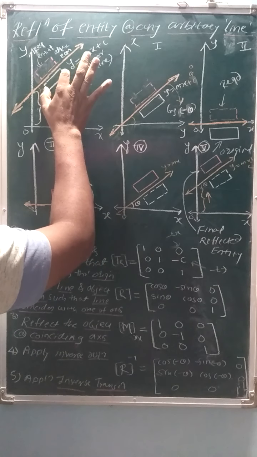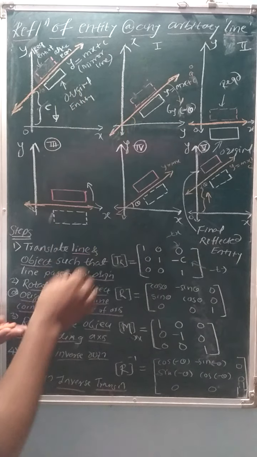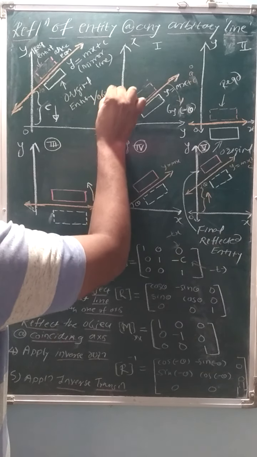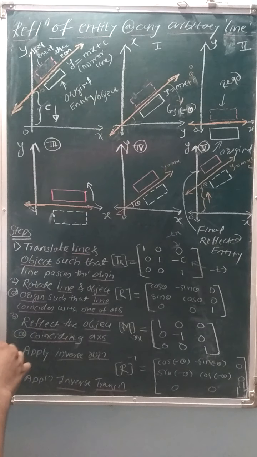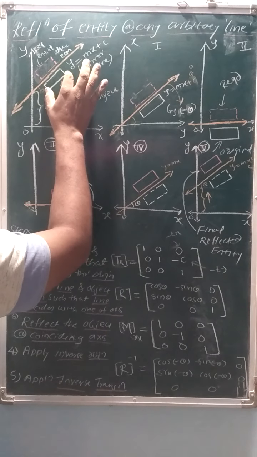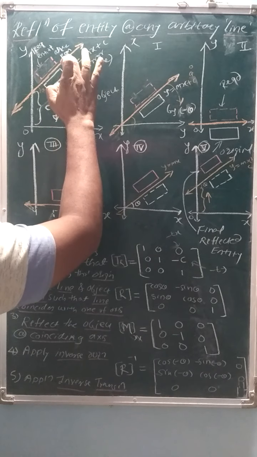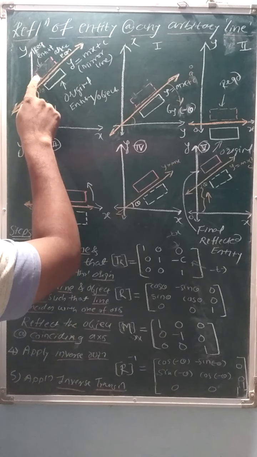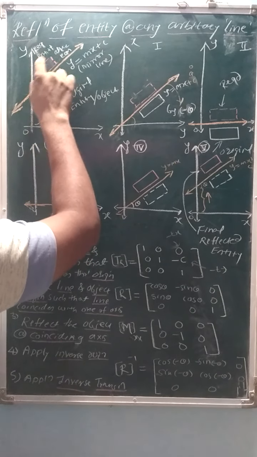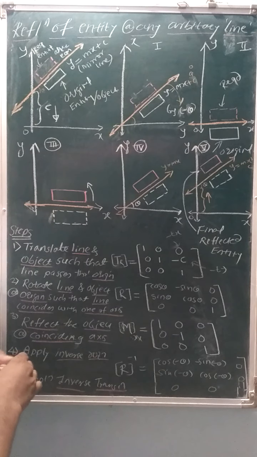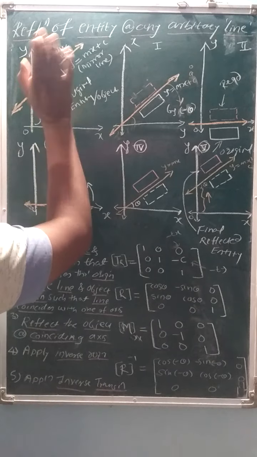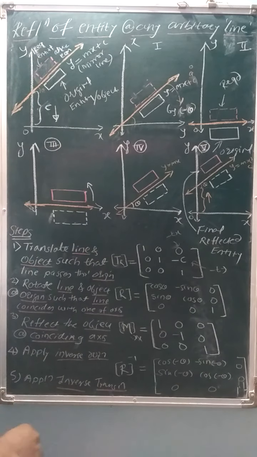This rectangle is the original entity or object. We are going to reflect this original entity or object about this orange or arbitrary line. This pink dotted object will be the required entity after the required reflection.